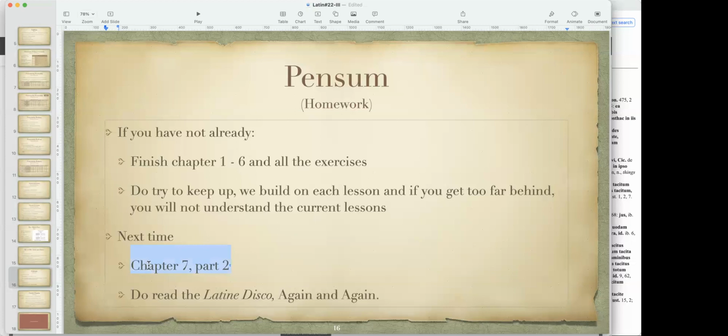Okay. Well, anyway, we'll go on to chapter 7, part 2, and hopefully the web glitches will clear themselves up and I'll be able to get to the homework. So with that, I will mute everybody.